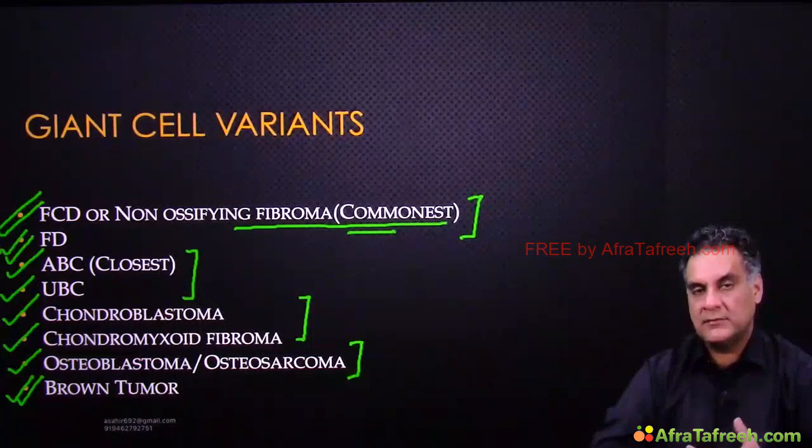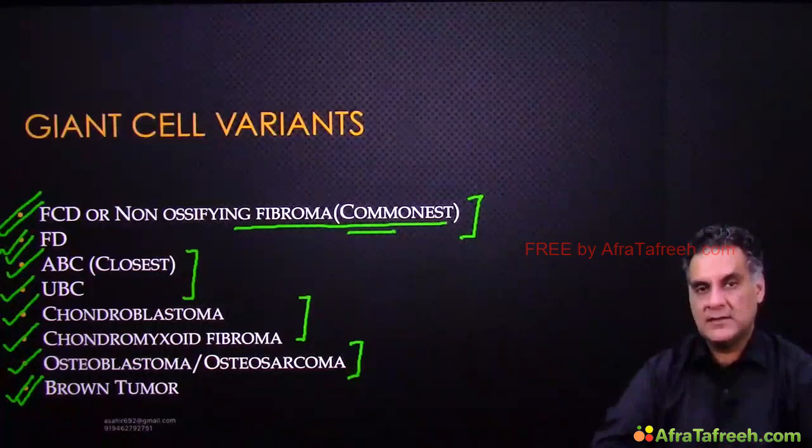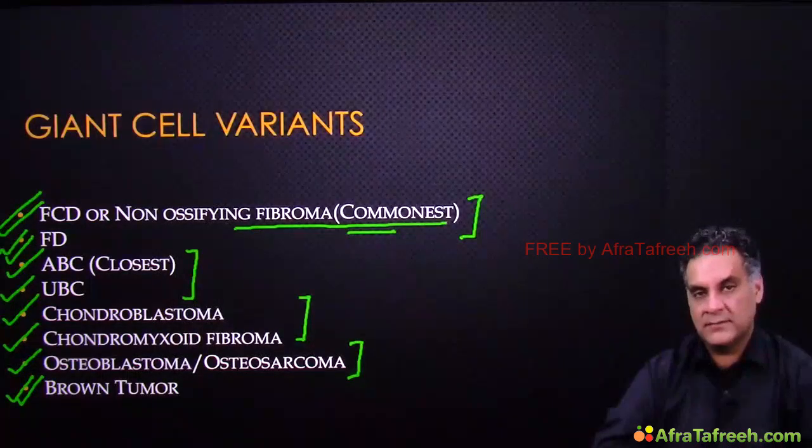Commonest, fibrous cortical defect. Closest, aneurysmal bone cyst. How do you differentiate giant cell tumor and the variants? Now this is something which is a gold medal question.